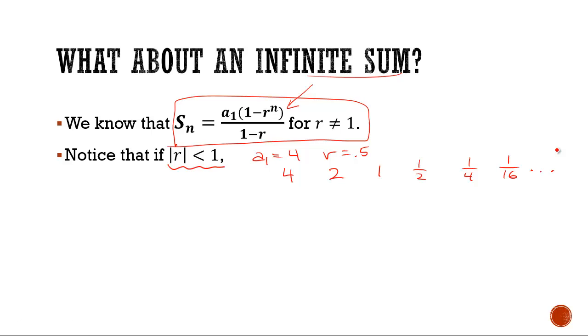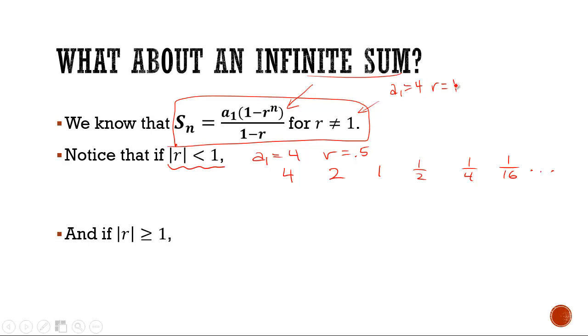There's a limit. But what if the rate is greater than or equal to 1? Well, let's consider the equal to 1 bit, because obviously you can't find the partial sum for that with this formula. First, say you had the same thing here, a1 being 4, but r being 1.